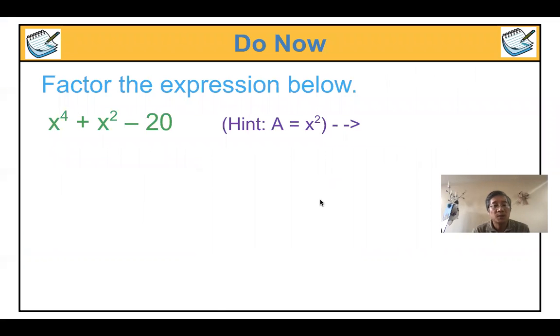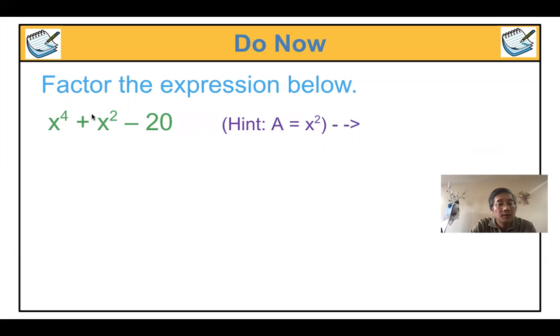Okay, there's an expression x to the fourth power plus x squared minus 20. Oh, you have a hint. A is x squared. But you should know how to do it without a hint, right? Okay, can you do it? Okay, let's go over it together.